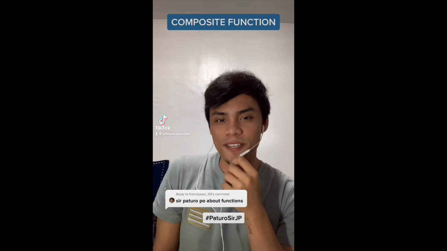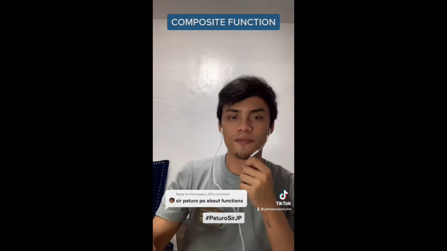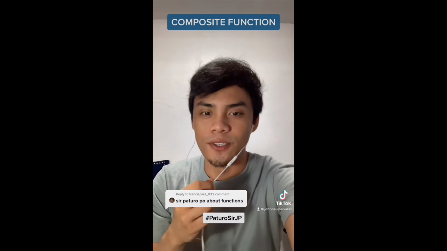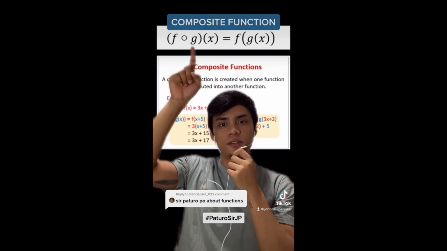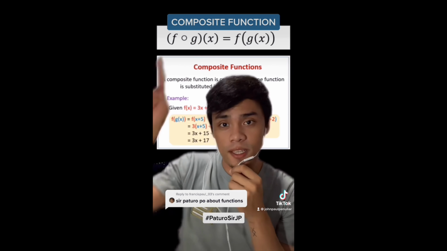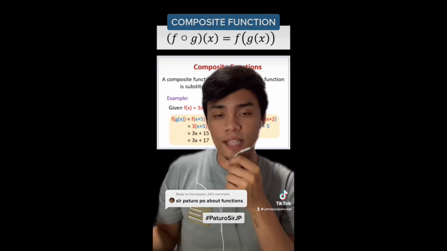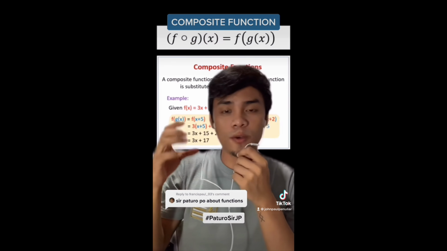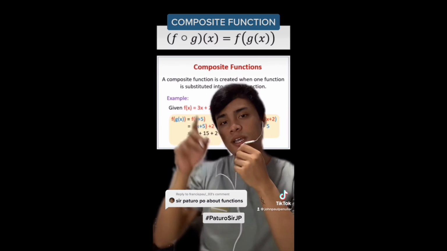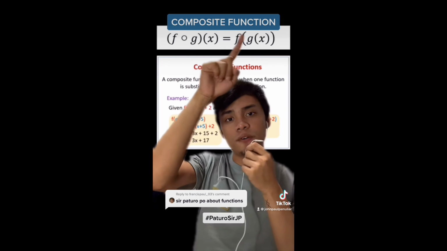Okay, part 3 ng functions. This one specific to composite functions. Okay, kapag composite function, makikita nyo naman to. F circle g of x. Kapag may nakita kayong ganun circle, iba yan doon sa times, ha? This one is f circle g of x, which means we are talking about composite functions. And ang katumbas nito is f of g of x.